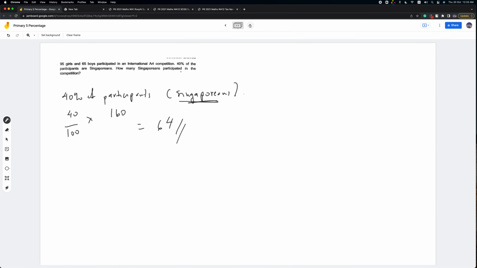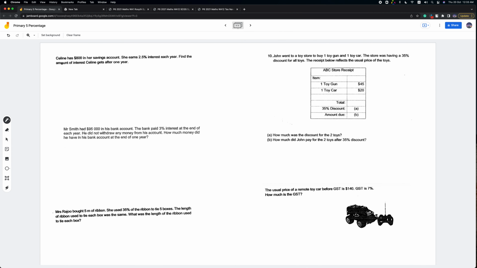So let's take a look at the question. Celine has 800 in her savings account. She earns 2.5% interest. Find the amount of interest Celine gets after 1 year. So the same thing again. Some students prefer 100% is 800. 1% is 800 divided by 100, which equals 8. So they start to find 2.5%. Okay, so this is 2.5.